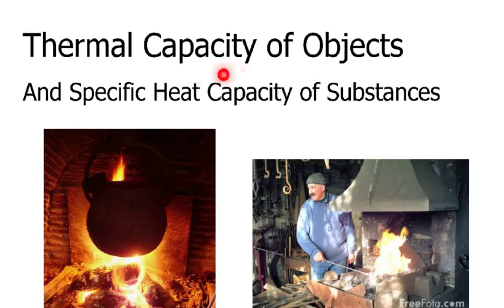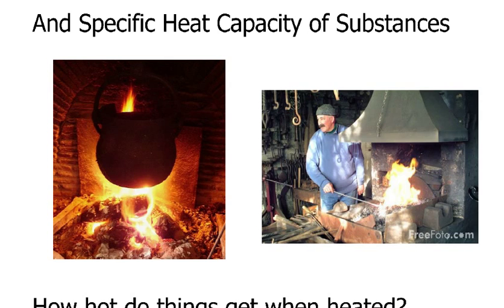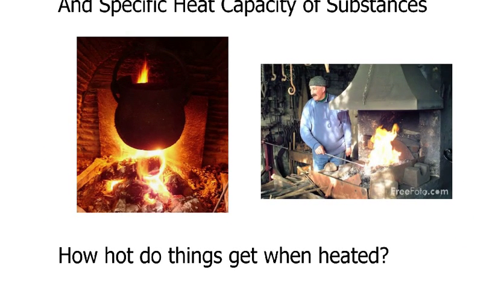The first one is called thermal capacity, and the other one is called specific heat capacity. Now, this kind of belies the subject here, but the specific heat capacity is more important, even though I've titled it as thermal capacity. Anyways, so basically what's going on is we're heating things. Here's a pot being heated over a wood fire, and then here's a blacksmith heating a piece of metal inside his fire. So the kind of thing that you're heating and the size of it matters, depending on whether you're talking about thermal capacity or specific heat capacity. So the question is, how hot do things get when they're heated?